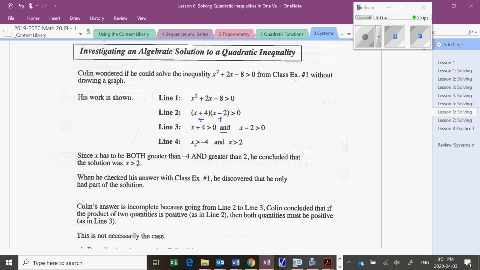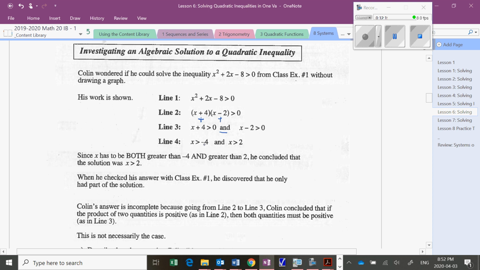So since x, we're talking about the same value here, has to be both greater than -4 and greater than 2, then it makes sense that the solution itself is going to be x greater than 2. So that means that Colin looks at both of these and says, hey, in order to have them both positive, I can either choose values greater than -4 or greater than 2. And it's got to work for both.